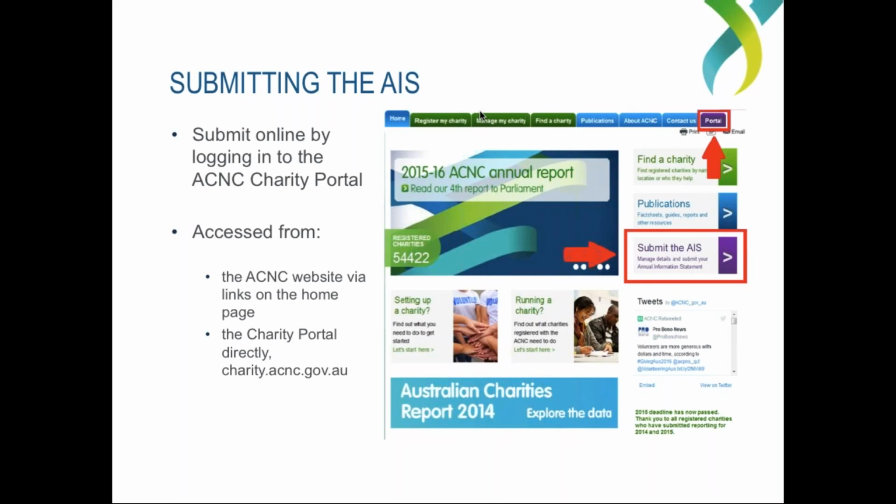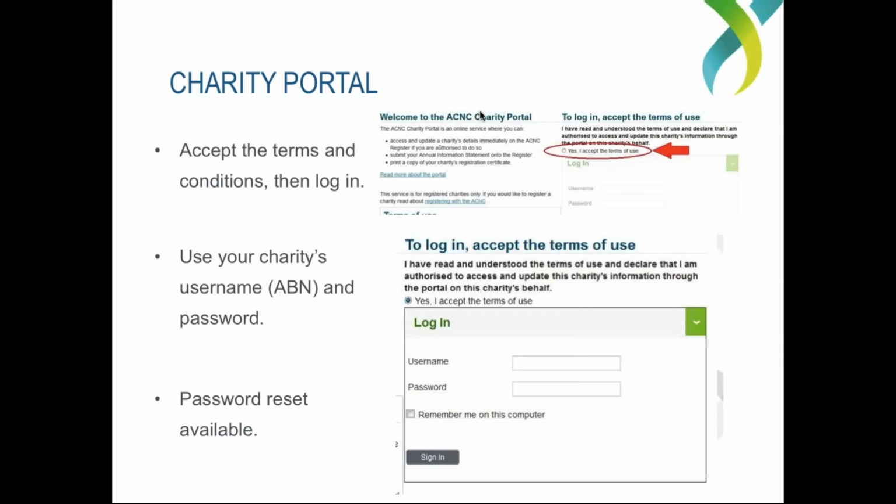But otherwise, if you want to skip this step, you can go straight to the portal with the address listed on the screen there in the bottom left-hand corner, which is charity.acnc.gov.au. Once you've done those steps, you're taken to the charity portal login page, and you'll see something that looks like the pictures on your screen there. You'll first need to accept the terms of use. There's a little radio button that is sometimes easily missed, so you just need to click that button, and then you'll be prompted to log in.